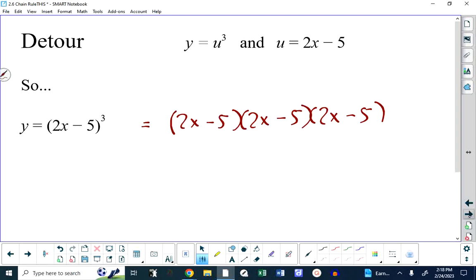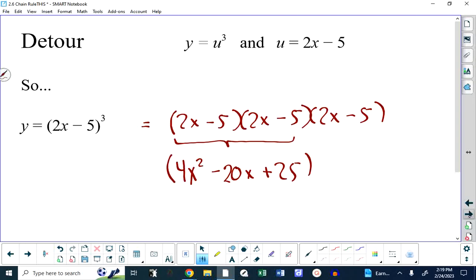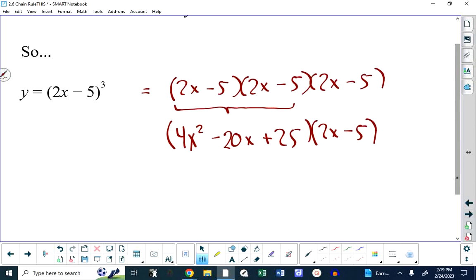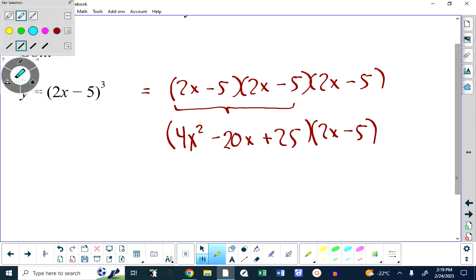If you're familiar with the binomial theorem and you want to go that route, you can. This will be equal to 4x squared minus 20x plus 25, I think, times 2x minus 5. So now everybody in the first factor, everybody in this factor has to dance once with everybody here.